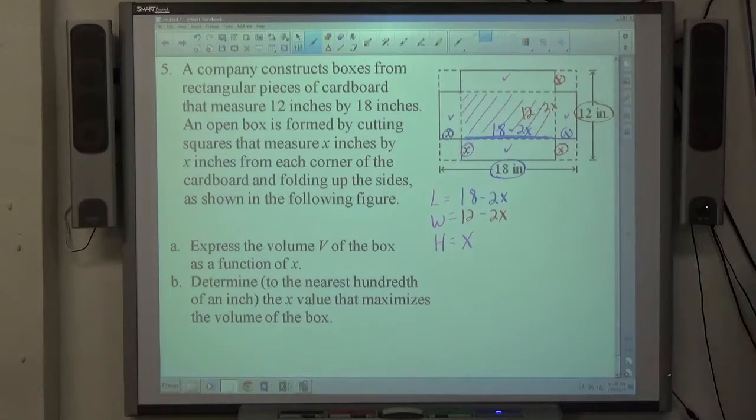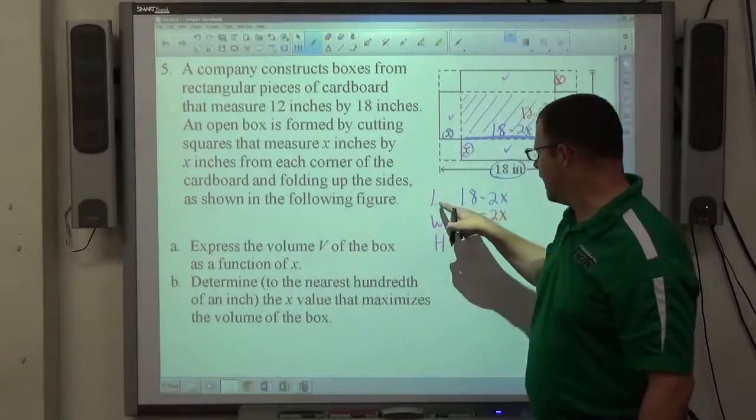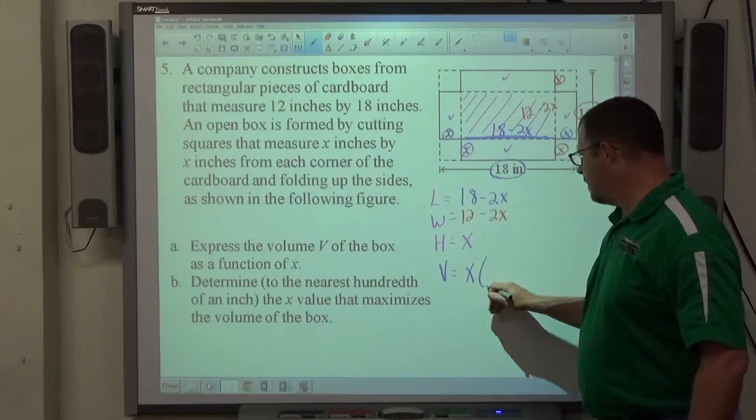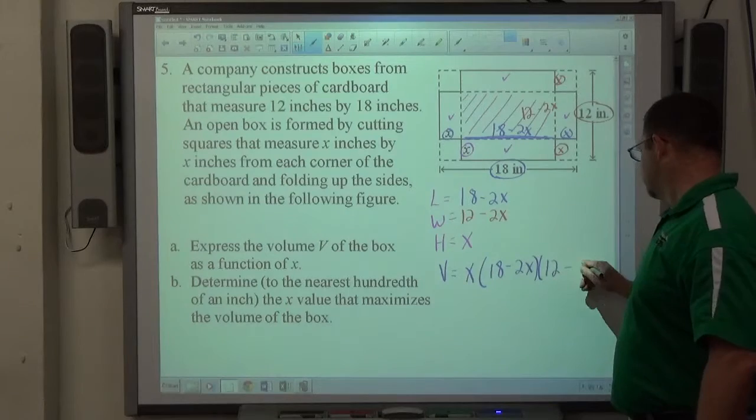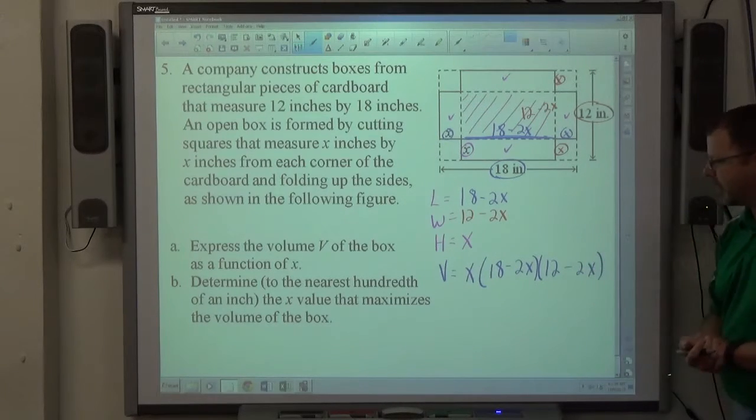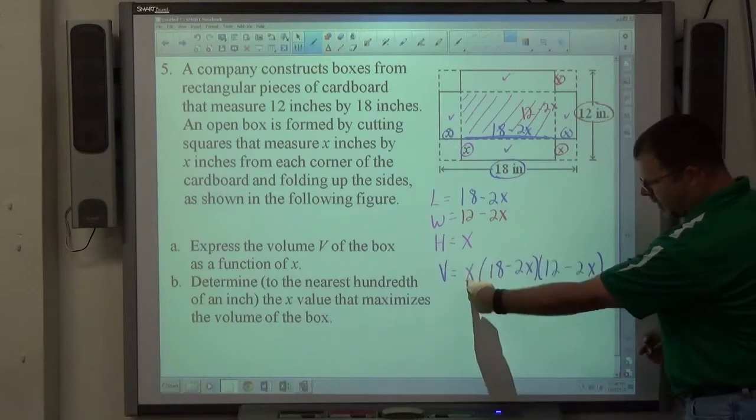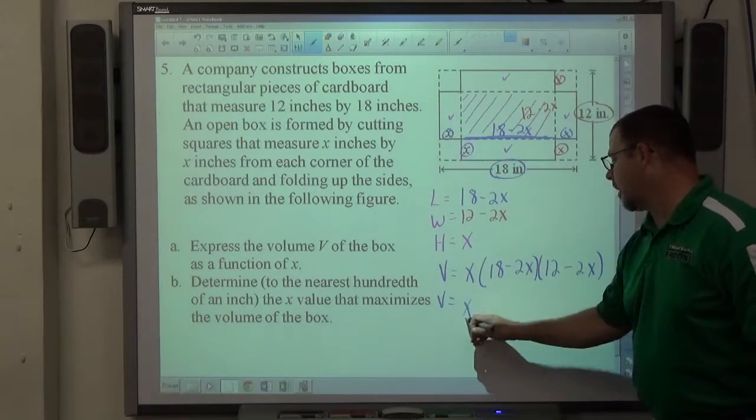So length, width, and height, they're very easy to determine. Once we get those three expressions, volume is simply length times width times height. So volume becomes that. I like to put my monomial in front, so length times width times height. And as far as multiplying this out, I would expect it to be multiplied out.